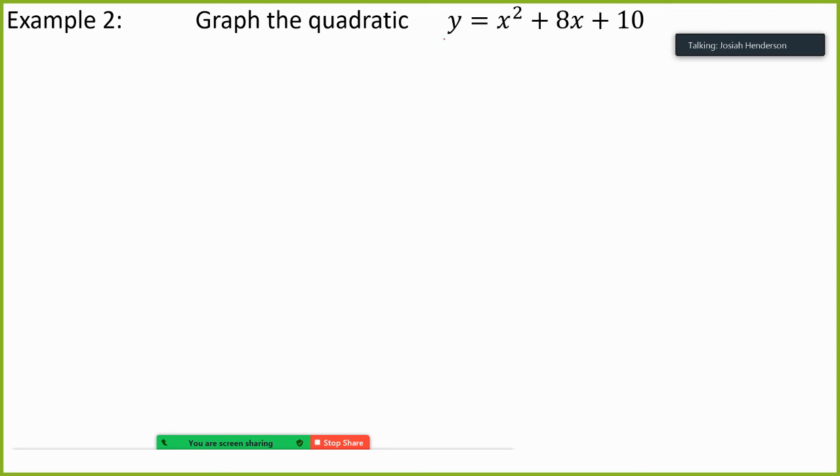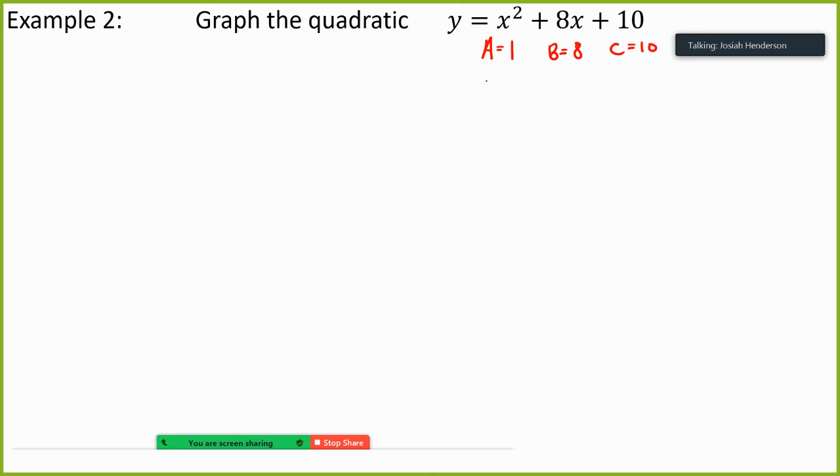Example 2, graph the quadratic, and this time it's in standard form. Uh-oh, they don't tell us the vertex right away. That sucks, but we can still work with this. Identify the A, B, and C's. A is 1, B is 8, and we don't actually need C, do we? But we need A and B.